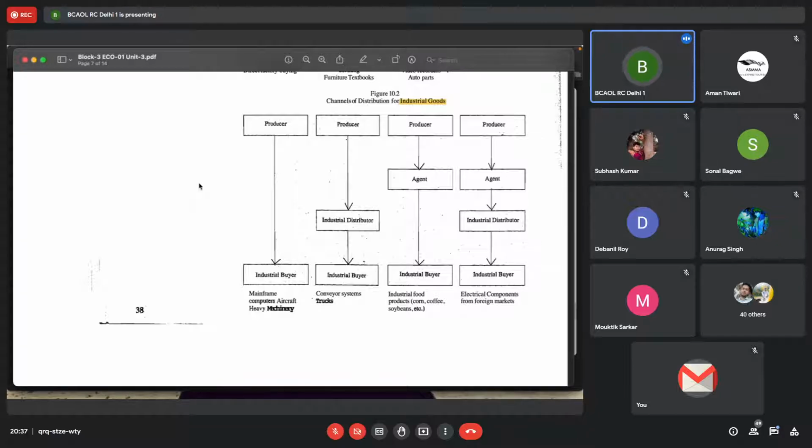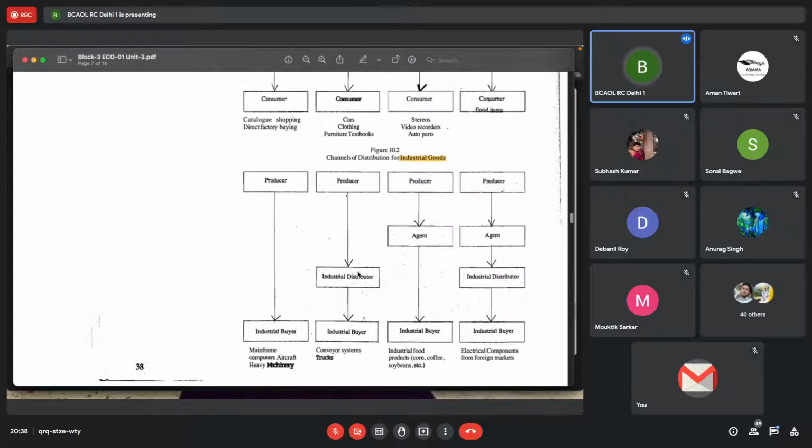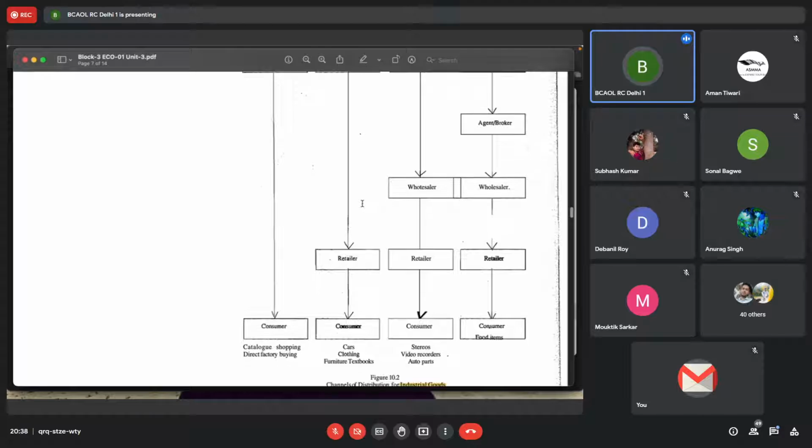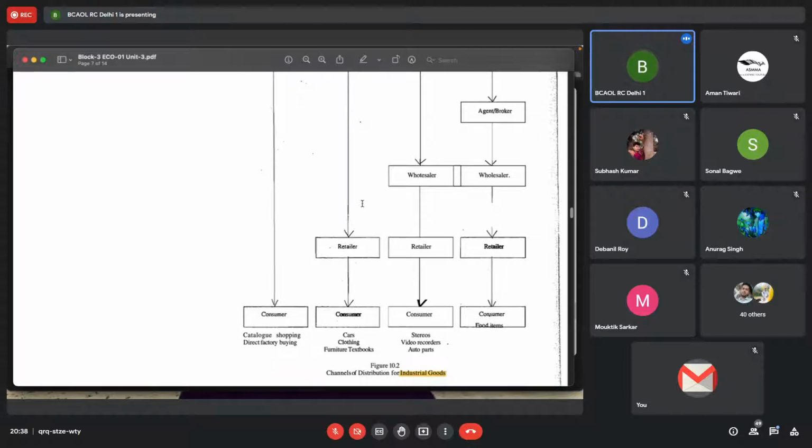They don't have wholesaler or retailer, because what does a wholesaler do? A wholesaler is the person who buys in bulk. A retailer buys in small varieties, small quantities. So industrial distributors require heavy investments. This producer will be selling it to the industrial distributor, who will be selling it to the industrial buyer. Okay, so if this question comes, please do make this diagram. It's important and it explains things pretty well as well.